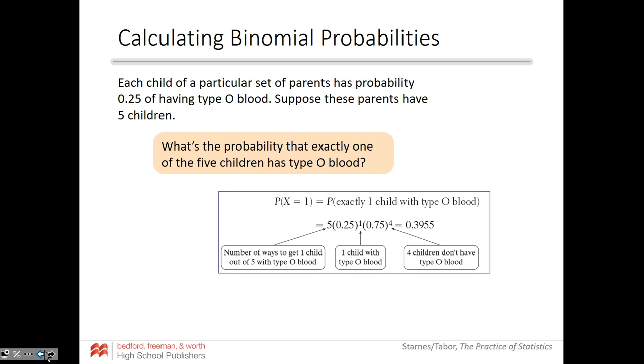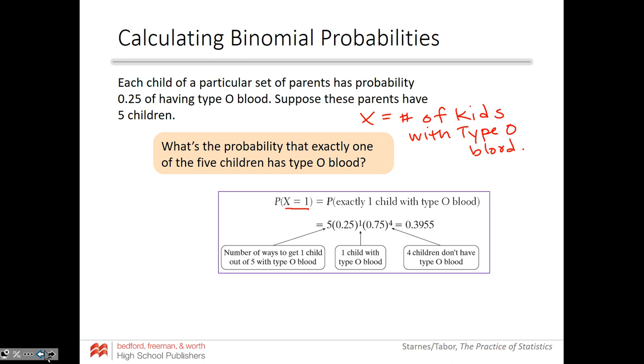So just to clean things up, make it look a little bit nicer, this is the same thing that we just looked at. But let's talk about notation as well. So remember, we defined x before. X is our random variable. X was the number of kids in the family with type O blood, right? So we found the probability that x is equal to 1. In other words, that we had 1 kid with type O blood. So that probability was, in words, the probability that exactly 1 child has type O blood.